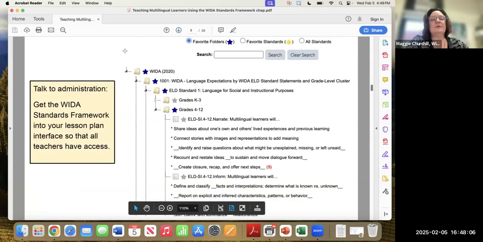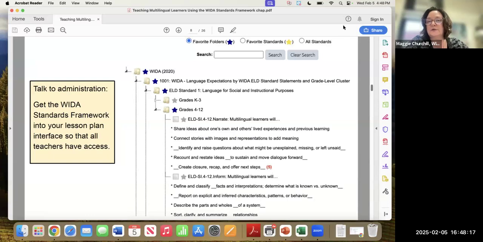Okay. So I just want to share, this is actually what real time looks like. If anybody has real time, just show your virtual hands. Do you have real time in your district as your student management system? If you have real time, this is actually what the standard satchel looks like once it's put into real time.